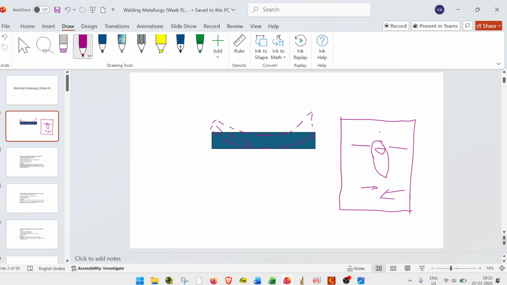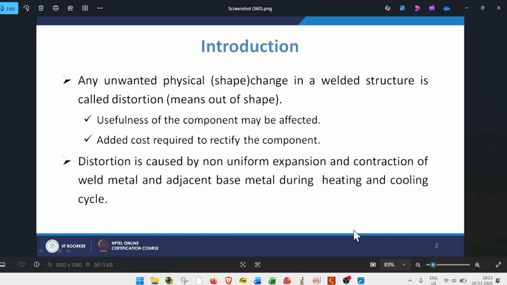The weld is progressing in this direction, so here it will be the expansion, here it will be the contraction. This may result in residual stresses. If the component is deformed, then it forms distortions. Okay, next.